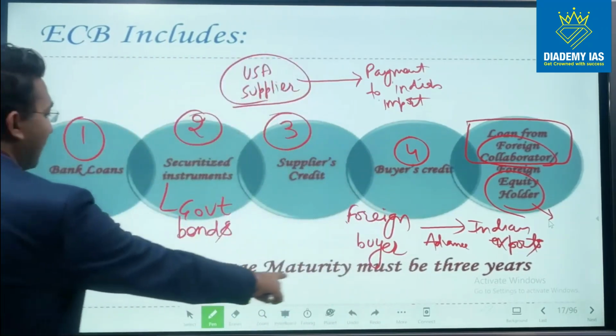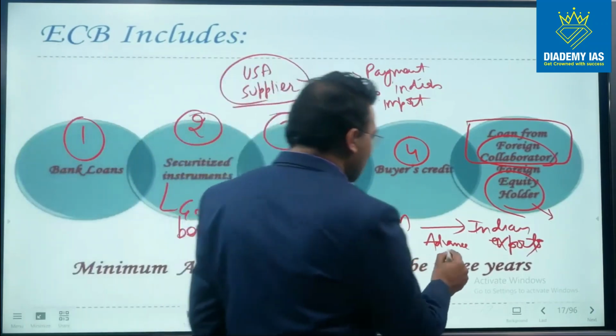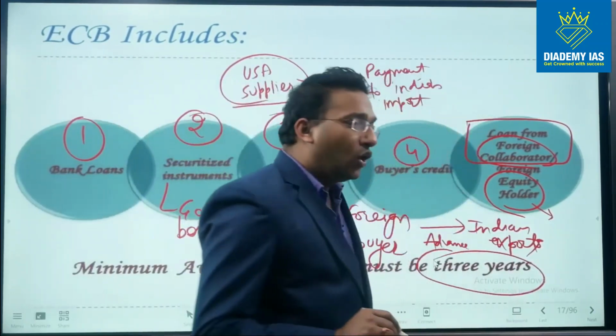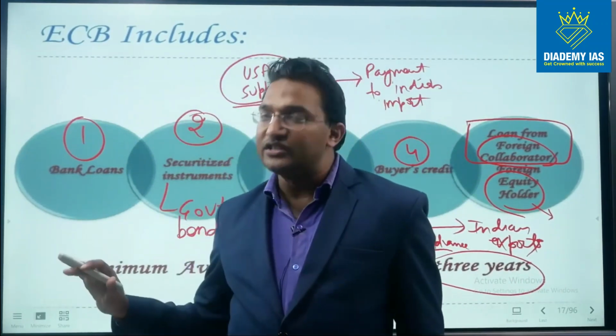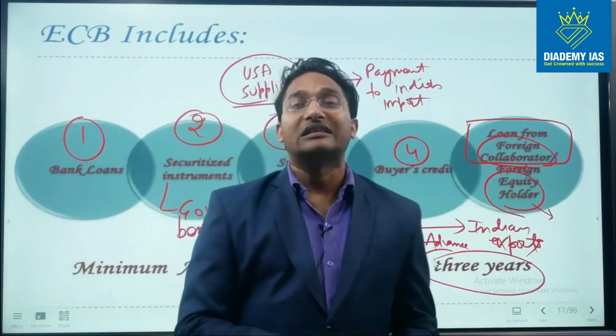The minimum average maturity must be 3 years. So it is not that any loan which is given for 2 months, 3 months, 1 year, 2 years, all those loans are not part of the ECB. Minimum maturity should be 3 years.